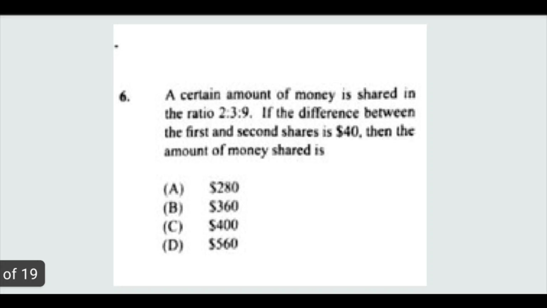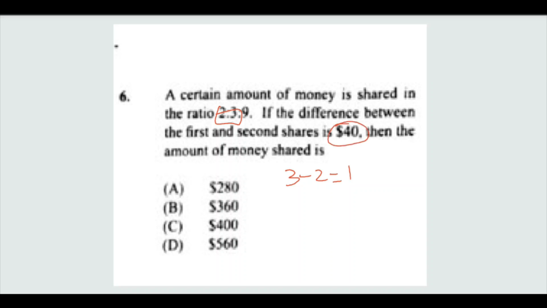Number 6 says a certain amount of money is shared in the ratio 2 to 3 to 9. The difference between the first and the second share is 40. Then the amount of money shared is, alright, so the ratio is 2 to 3 to 9. As I said earlier, the most important thing when dealing with the ratio is to find the value for one share. And if they say the difference between the first two shares, the first two shares you got is 2 and 3. So the difference between 2 and 3 will be 3 minus 2 is equal to 1. So the difference is one share, and it said the difference is equal to 40. So that is telling you one share is equal to $40.